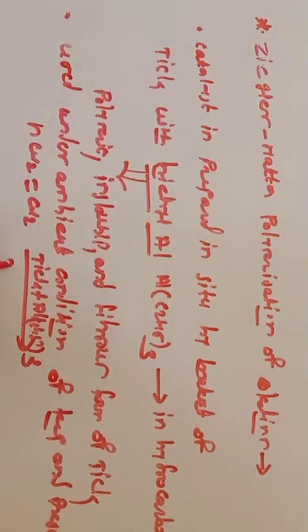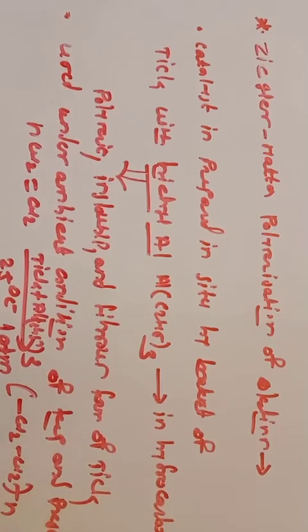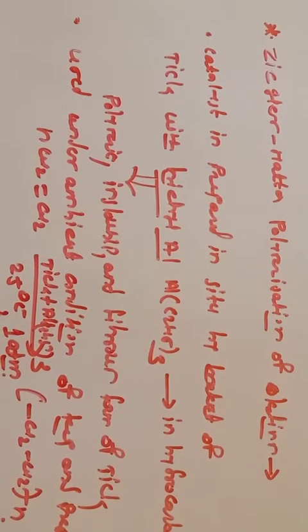So at a temperature of 25 degrees Celsius and pressure of 1 atmosphere, we get the product, that is polyethylene. So for this Ziegler-Natta catalyst, we require room temperature and a pressure of 1 atmosphere.